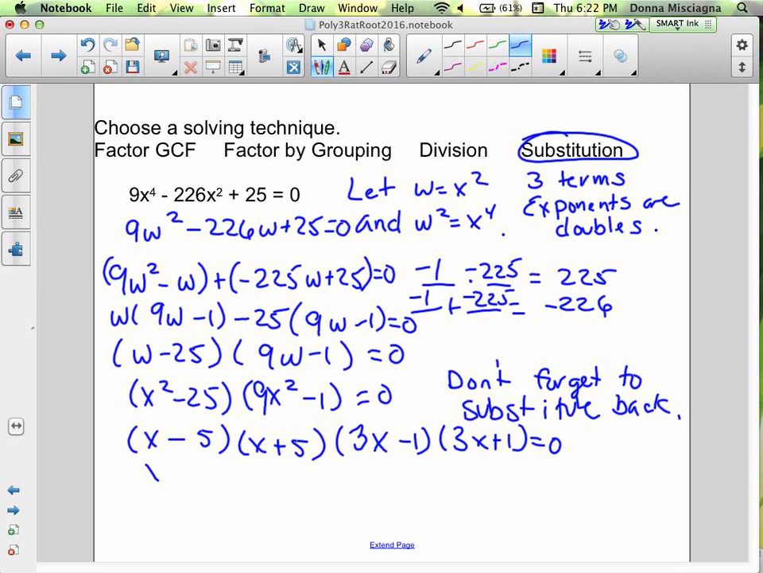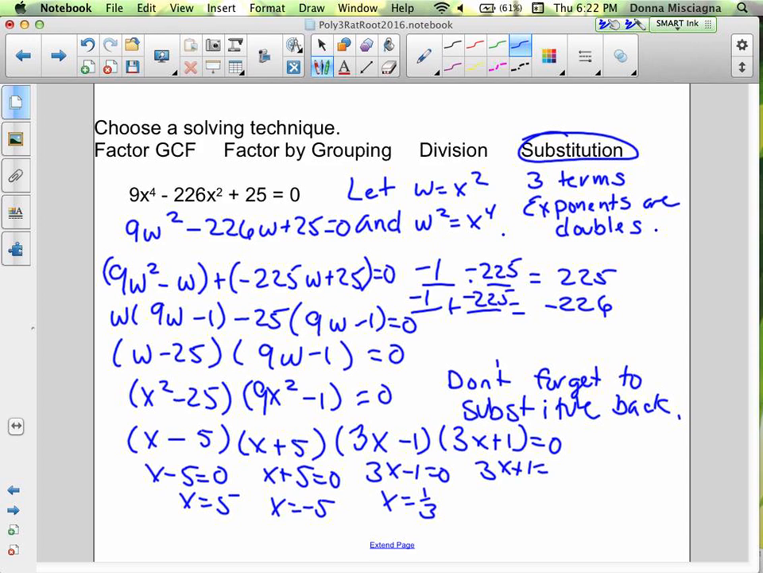So we have x minus 5 equals 0. x is 5. x plus 5 is 0. x equals negative 5. 3x minus 1 equals 0. x is 1/3. 3x plus 1 equals 0. And x is negative 1/3. There we go, all 4 solutions. And we're done. Look at that, easy cheesy, lemon squeezy.